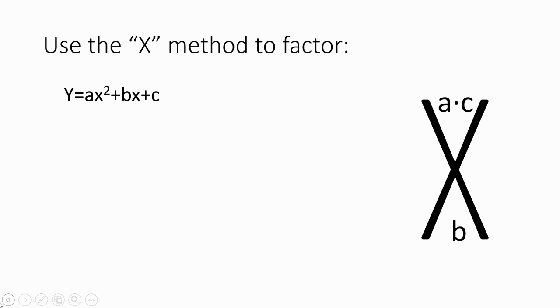So today, instead of just putting c up here, we're going to do a times c. So whatever number is in front of x squared times c we put at the top. Does this sound familiar? Have you done this before? If you haven't, that's okay. If you have, this is just a review. We're just going to practice. This is a good thing to know how to do. And then the middle number b just goes at the bottom. So that's the same as yesterday. We're just adding a times c at the top.